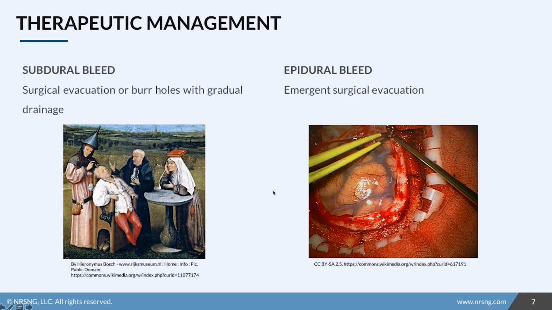So with subdural bleeds, we have to act, but we can really be a little more meticulous with what we do. These patients are going to take a nice, easy ride to the OR. We'll place some small burr holes, and burr holes are literally holes drilled into the skull, and that's going to allow for some gradual drainage of the fluid building up.